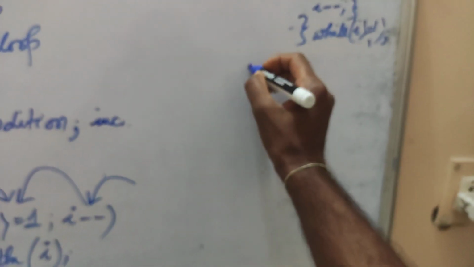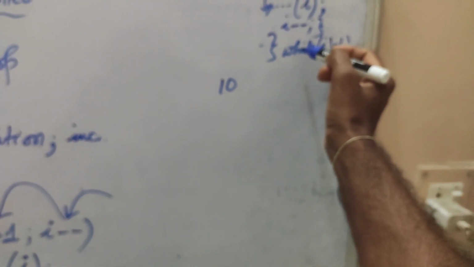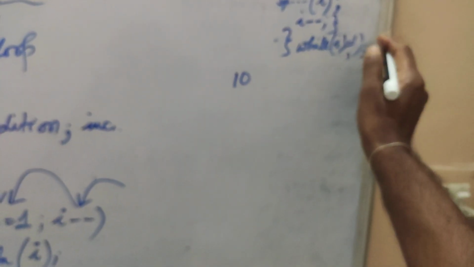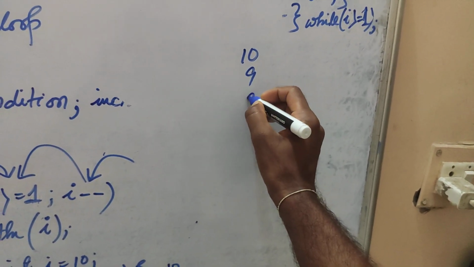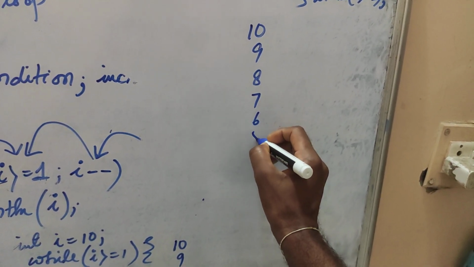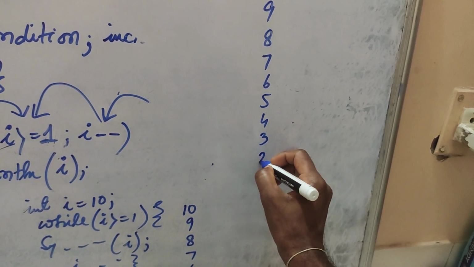First 10, yes 10, 10 minus 1, 9, 9, 8, 7, 6, 5, 4, 3, 2, 1.